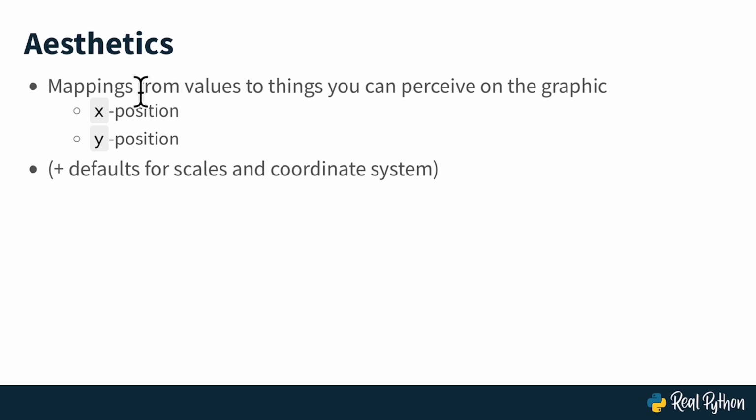And here, as I mentioned before, this is about mapping values that exist in your data to things that you can perceive on the graph. Most importantly, those will be the X position and the Y position. And I'll show you in the next slide. But I just want to mention that there's a couple of other layers as well in the layered grammar of graphics. For example, scales and coordinate system. There's different ones that you can choose for these as well. But plotnine just applies some good defaults for these for you. So you usually don't have to worry about those unless you really want to fine tune your graph. So the most important things are mappings to X and Y position.